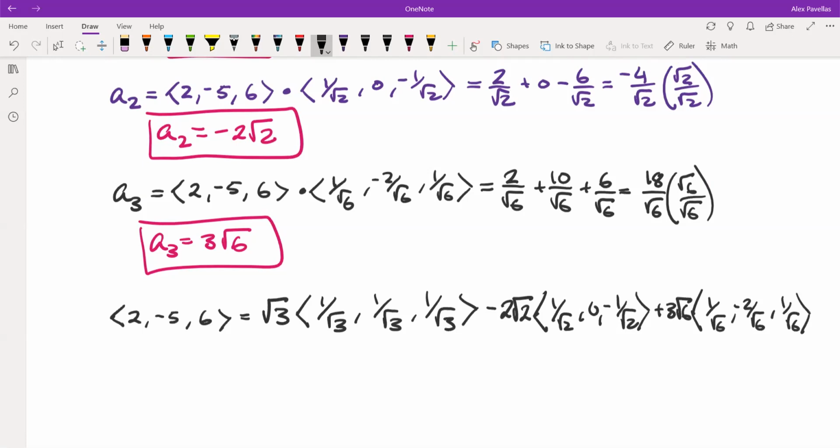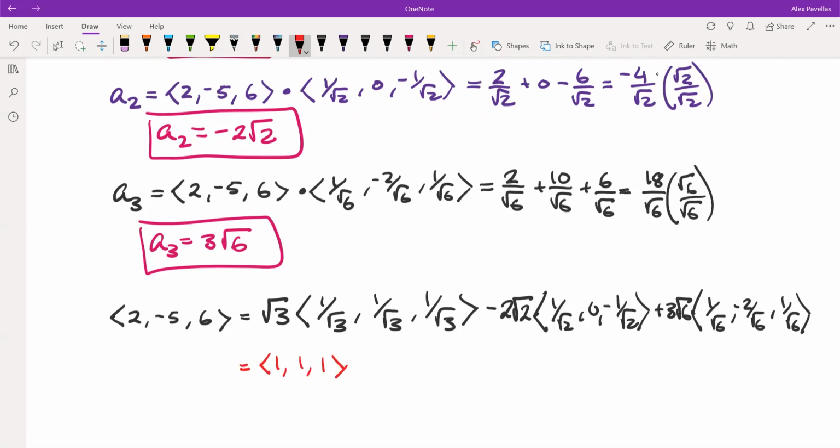Now keep in mind, the whole reason this is useful is that you can only do this if the basis is orthonormal. So let's check. This should be the case, right? The 2, negative 5, 6 should be the sum of these three things. So let's just check. If we distribute the root 3 here, that cancels all the root 3's on the bottom, so that's 1, 1, 1.